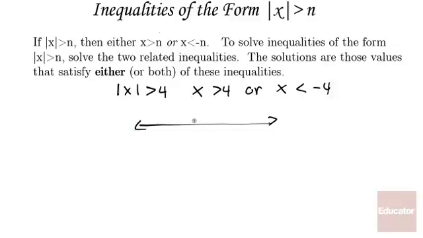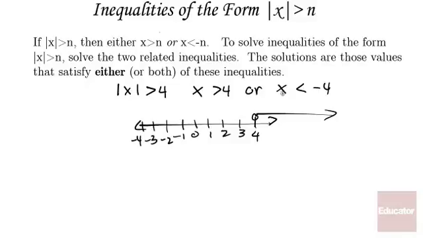Visualizing this on the number line. Okay, looking at what this is saying, the absolute value of x is greater than 4. That means that this must be a value of x that is greater than 4 from 0 on the number line. x is greater than 4, satisfies this. Any value of x that is greater than 4 will have an absolute value of greater than 4.